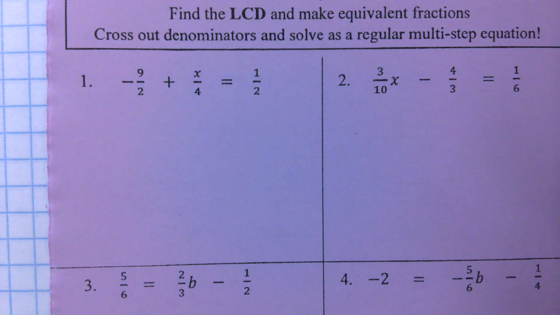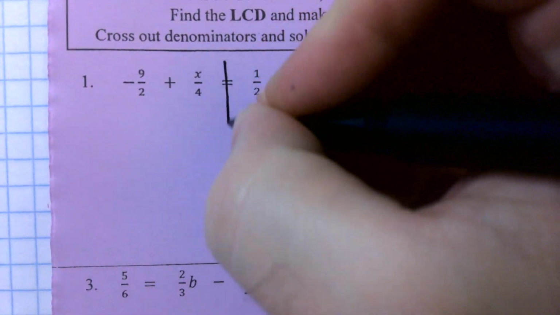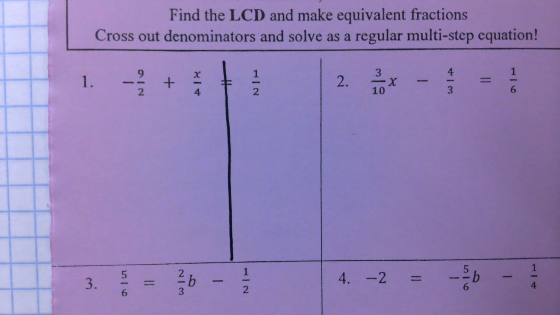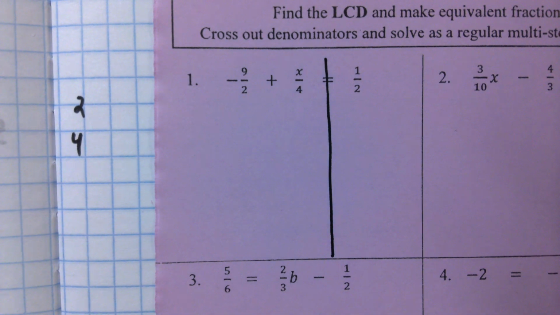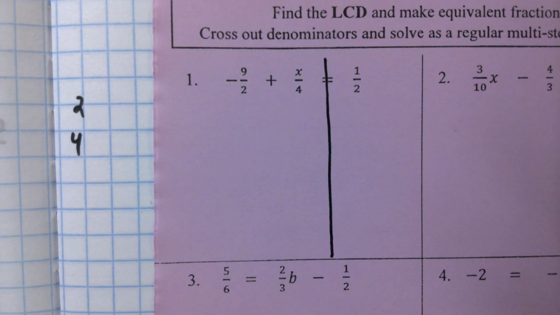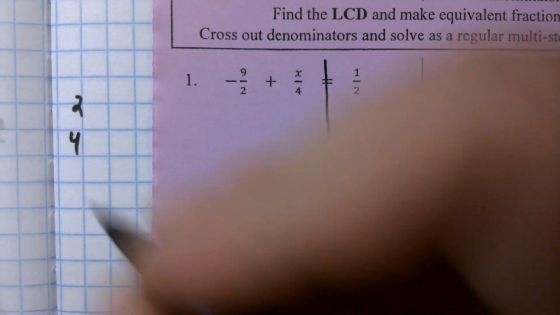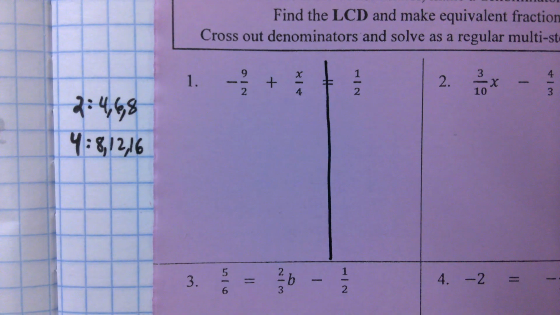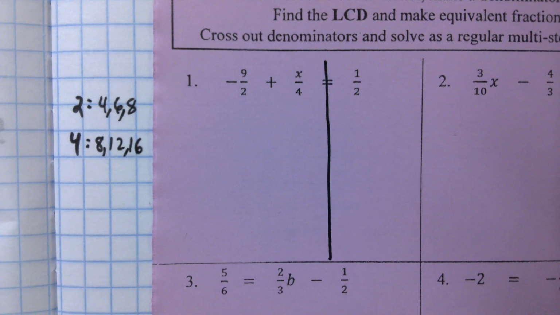If I look at number 1, what are the denominators I have in number 1? I've got 2 and I've got 4. Now this is a nice easy one. Everybody, what's my LCD going to be here? Maybe it's not so easy. If I wrote out the multiples here, 2, 4, 6, 8, and 4, 8, 12, 16, is there any multiple that those two have in common? Precious, what do they got? 4.